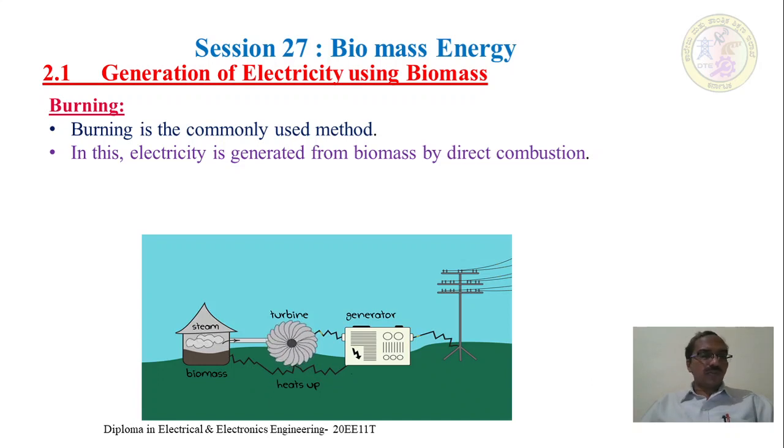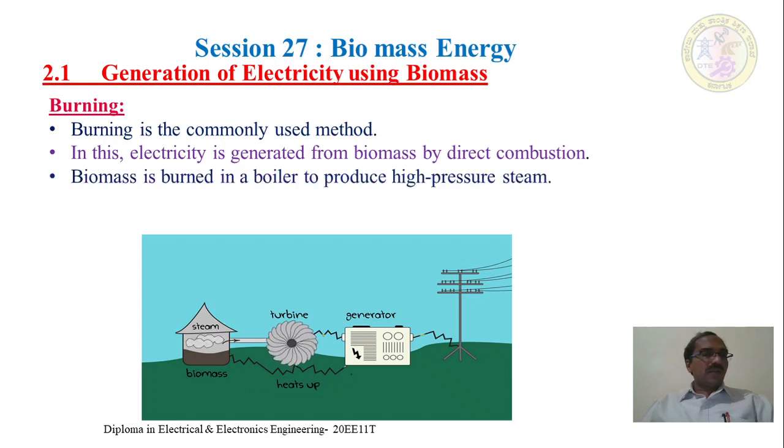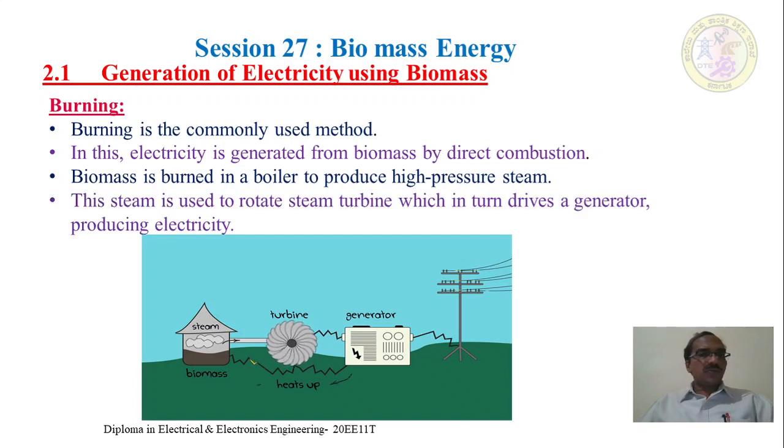Whatever we have shown in this GIF file, just you can see. The biomass is directly burned, it heats the water and gets converted into steam. That steam is used to run the turbine, and along with the generator, it is able to produce electricity. And in the boiler, we burn at a higher pressure and produce the steam, which can be used to rotate the generator and produce electricity. That's the burning process.